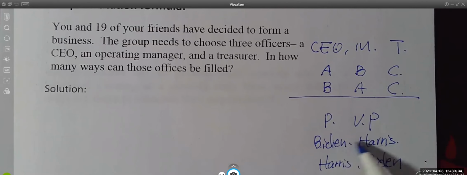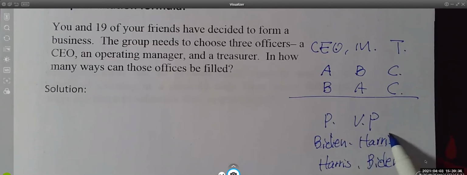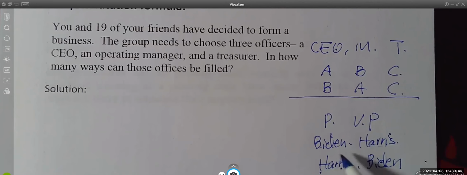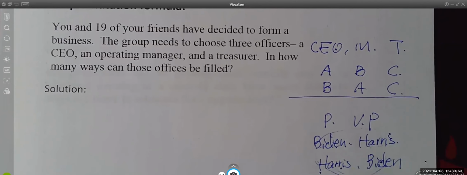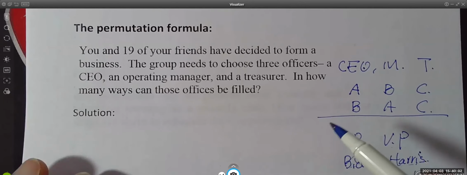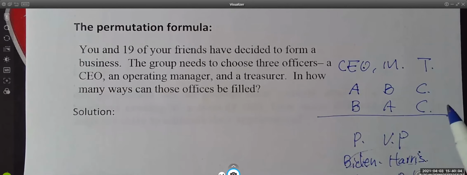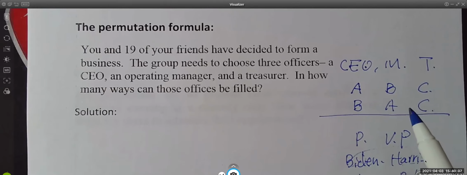In this order, Biden is the president. We are going to call it Biden administration. In this order, Harris is president. We are going to call it Harris administration. It's totally different government, even though the same two people. So order matters. Whenever order matters among the selected ones, it is a permutation problem. So make sure you understand it refers to the selected items, not the candidates for that selection.